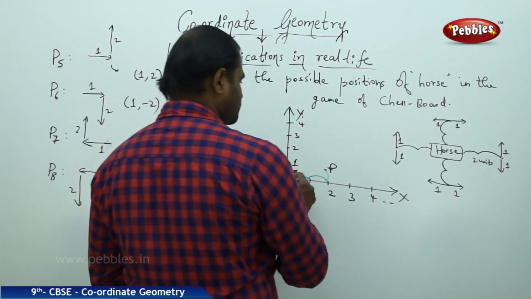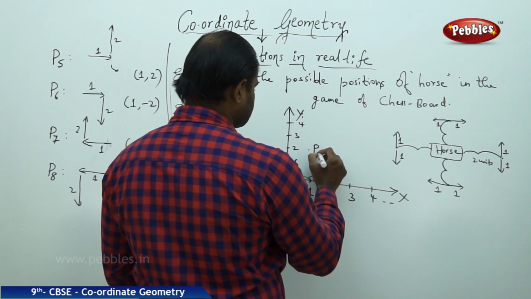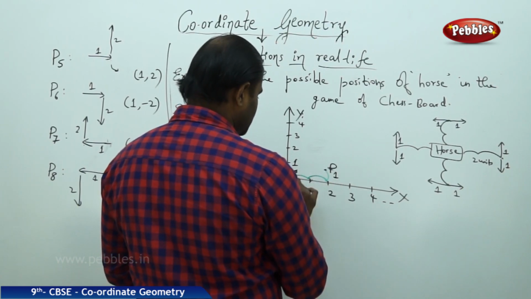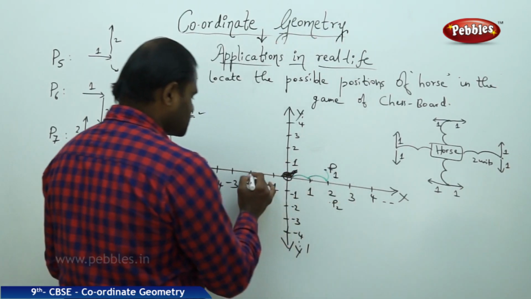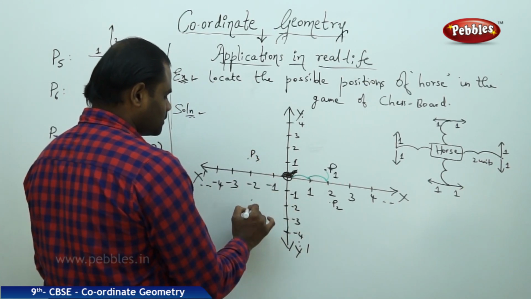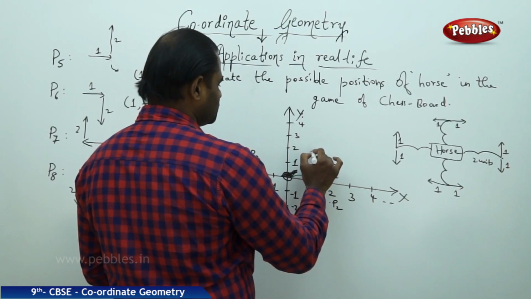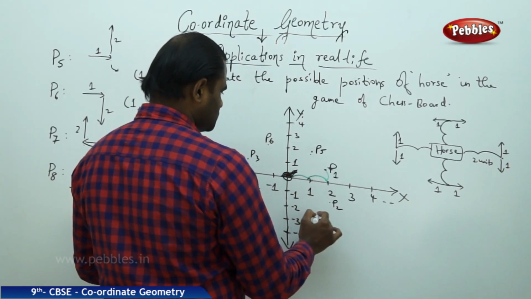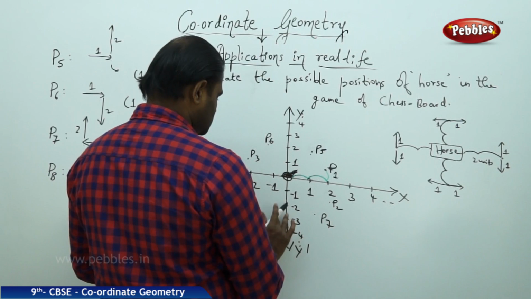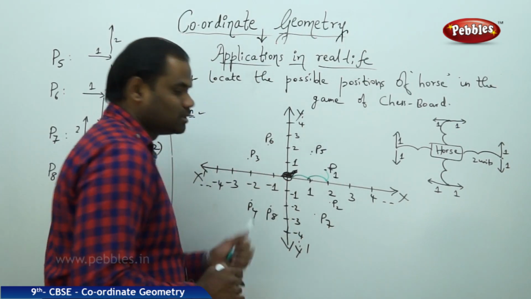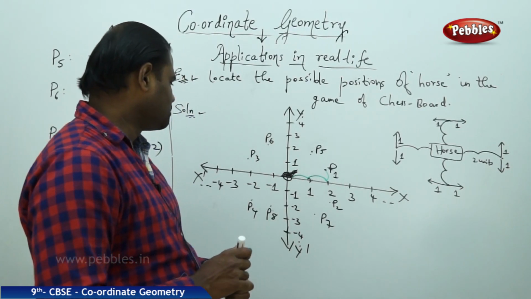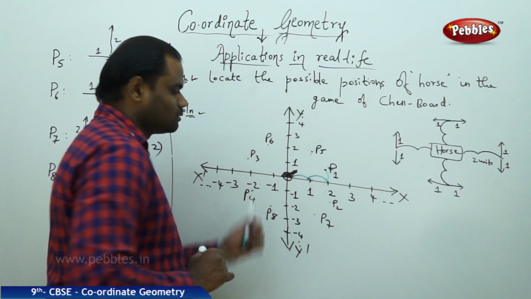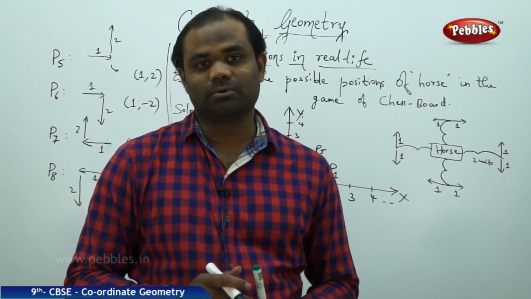The first position being 2 units right and 1 unit up, and this being P2, and this being P3, and this being P4, and then P5, P6, P7, and P8 are the different types of positions which are made by the Cartesian system. This is how we understand the connection of the movement of the horse with the chessboard.